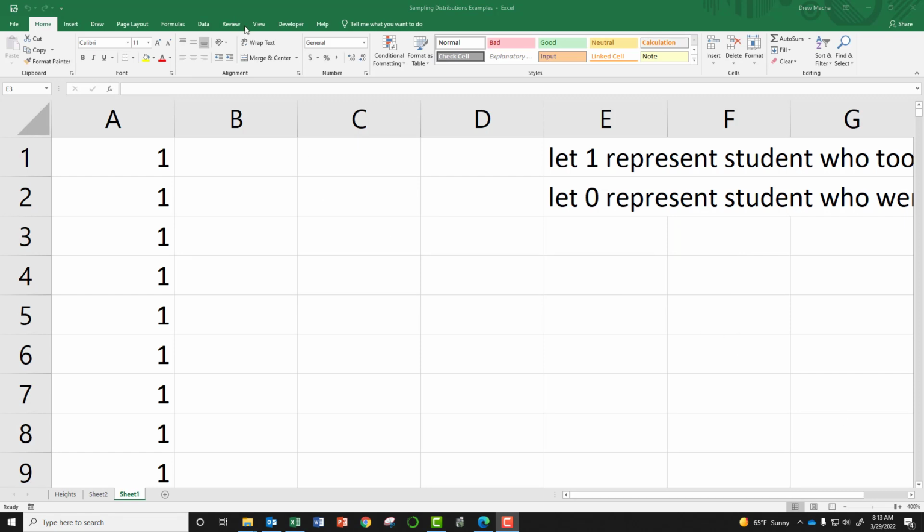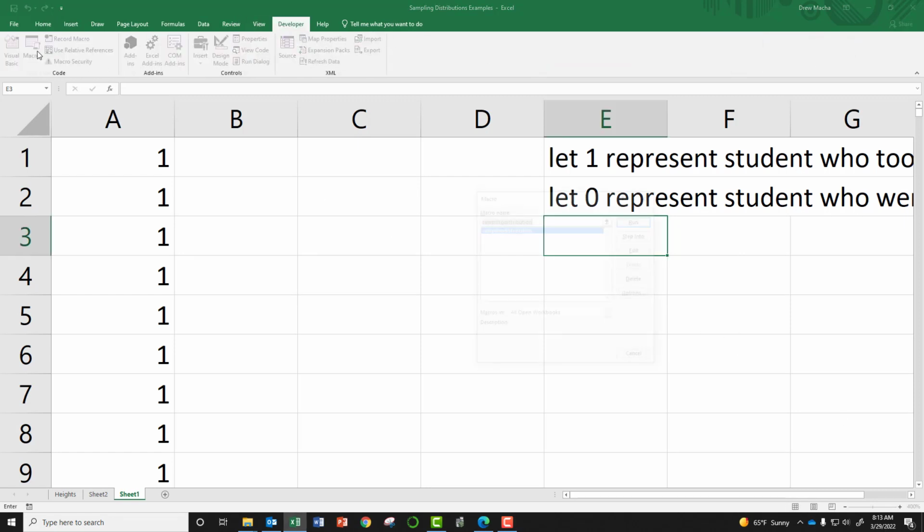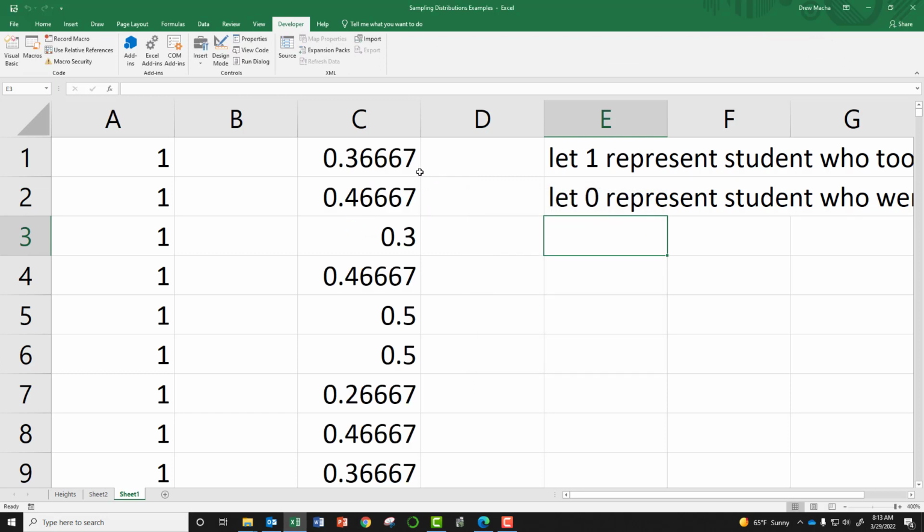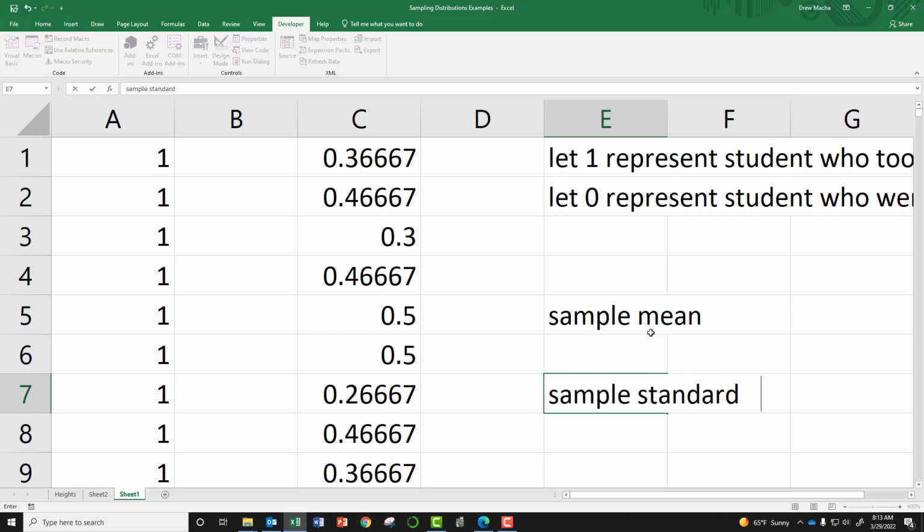Okay, now I think we're ready. We're going to go to this, and we're finally going to run it. And by the way, what's happened is that I've allowed the program to randomly select 30 students out of the 5,000 students, and then calculate the proportion that ended up taking a break, the proportions of ones out of those 30 selections. And so we'll just calculate the sample mean and the sample standard deviation really quick.